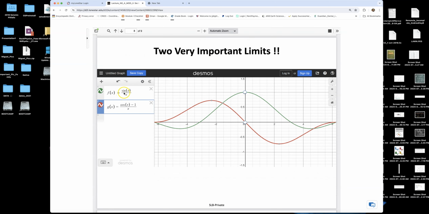There are two limits that are very important here. One limit is the sine of x over x, when x is very close to 0.